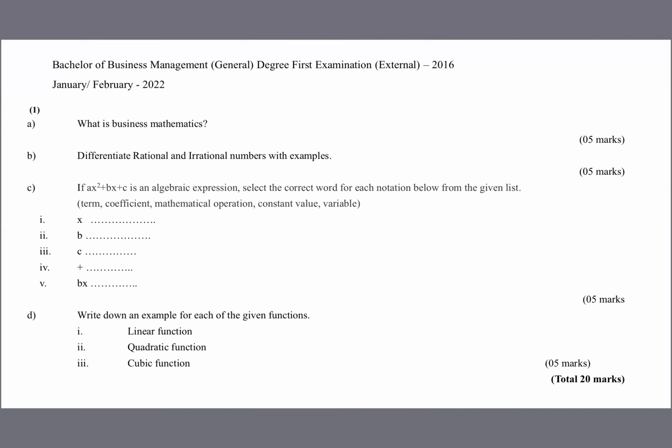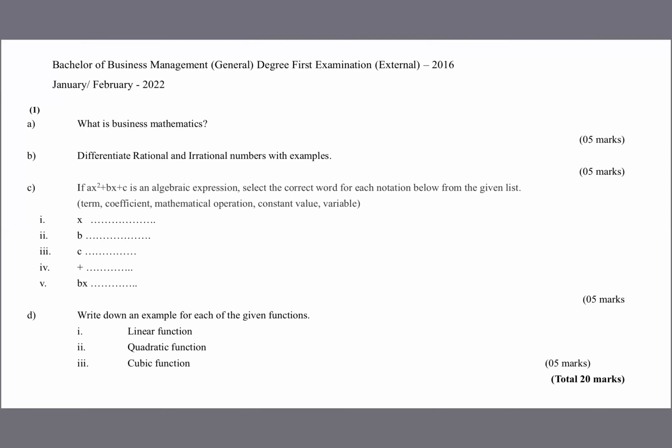Next one, part C. If ax squared plus bx plus c is an algebraic expression, that's the general way. Select the correct word for each notation below from the given list. That means whether it is a term, coefficient, mathematical operation, constant value or variable. You need to select the correct word.